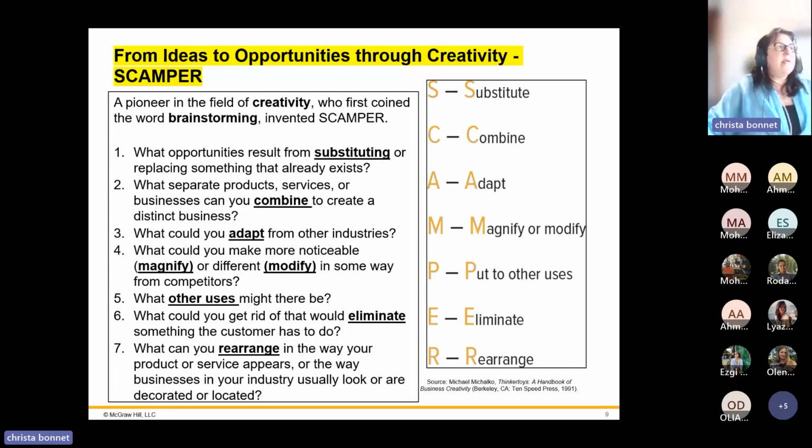Then another tool that they introduced in the CATS textbook, if you take it from idea to opportunity, but through creativity, they refer to it as the Scamper model. Who of you are familiar with the Scamper model?